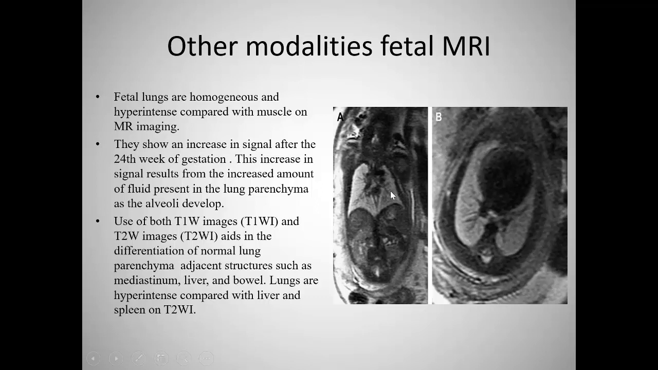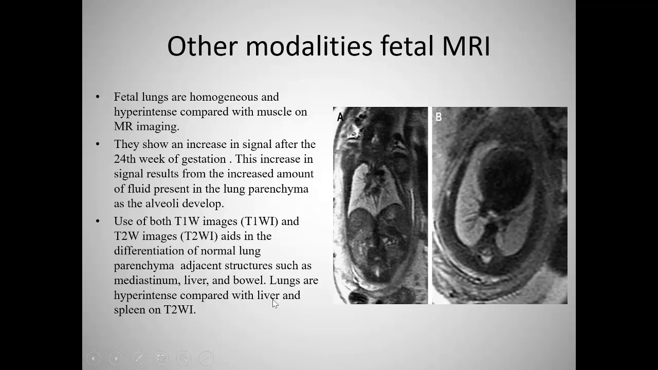We can do assessment of the fetal lung maturity by fetal MRI. The fetal lungs are homogeneous and hyper-intense compared with muscles on MRI. They show an increase in signal intensity after 24 weeks of gestation, and this increase in signal results from the increased amount of fluid present in the lung parenchyma as the alveoli develop. We can use both T1 weighted and T2 weighted images to aid in the differentiation of normal lung parenchyma and adjacent structures such as the mediastinum, the liver, and bowel.